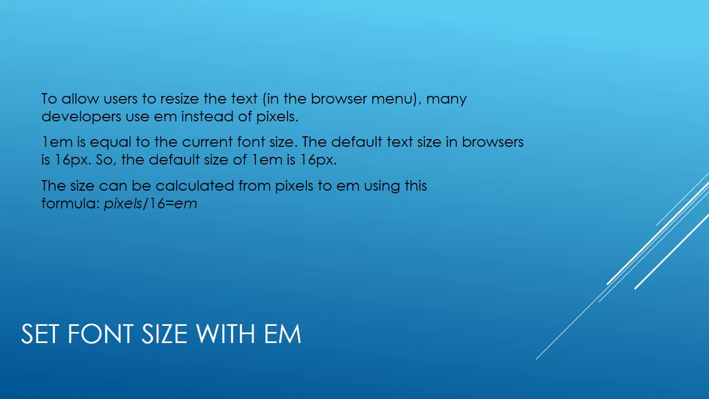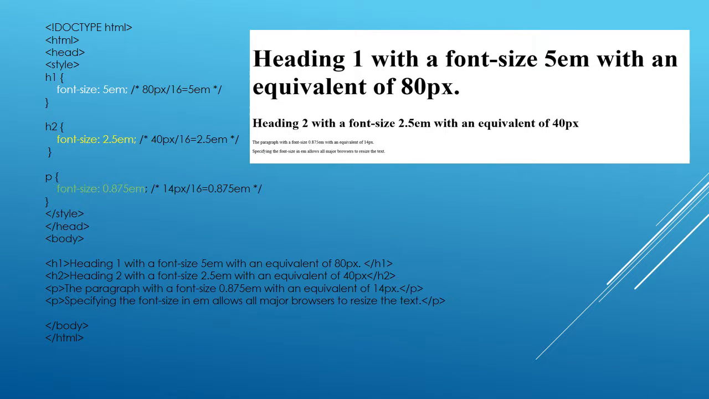To allow users to resize the text in the browser menu, many developers use em instead of pixels. 1 em is equal to the current font size. The default text size in browsers is 16 pixels. So, the default size of 1 em is 16 pixels. The size can be calculated from pixels to em using this formula: pixels divided by 16 equals em. An example of setting font size using em.